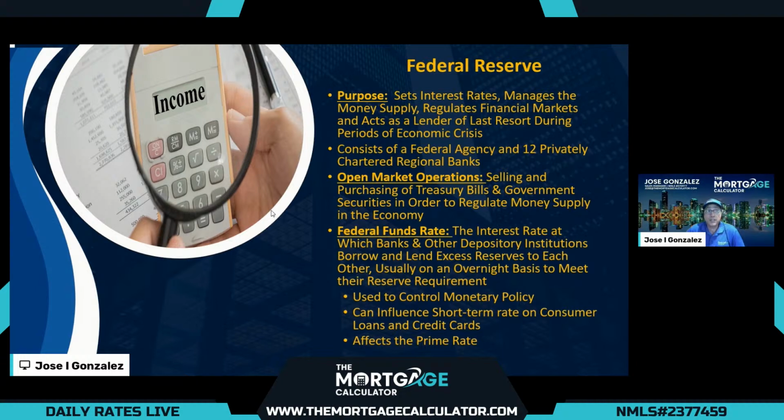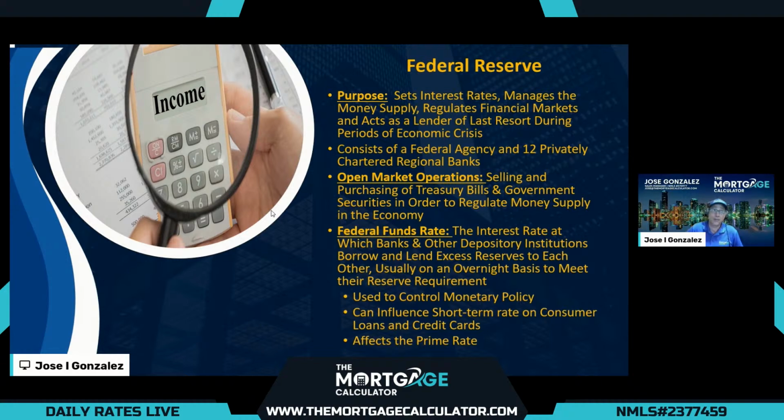Now, how does the Federal Reserve control rates? How do they manage the money supply? How do they regulate financial markets? Well, one of the main ways is open market operations, which means the selling and purchasing of treasury bills and government securities in order to regulate the money supply in the economy, right?